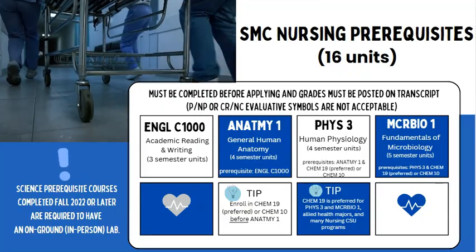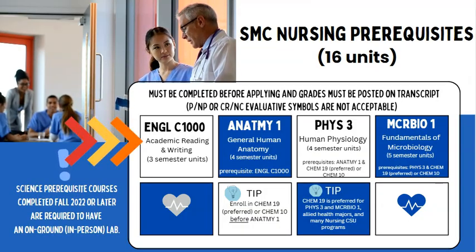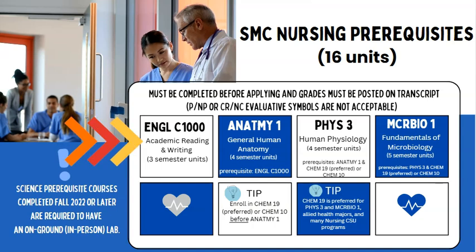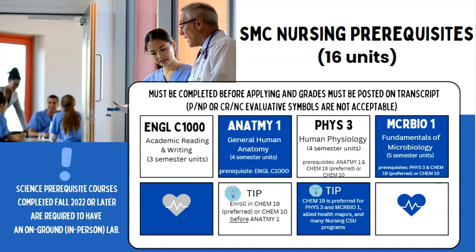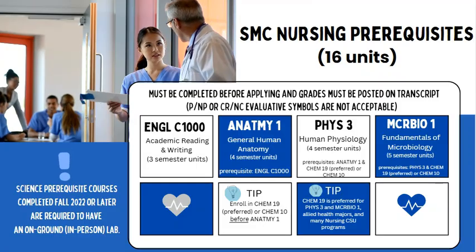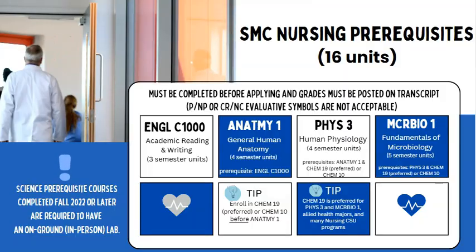A common course sequence looks like this. Someone may start with English, then take anatomy, followed by chemistry, then physiology, and finally microbiology. Taking your time and planning strategically will give you the best chance for success, not just getting into the program, but thriving once you're in it.